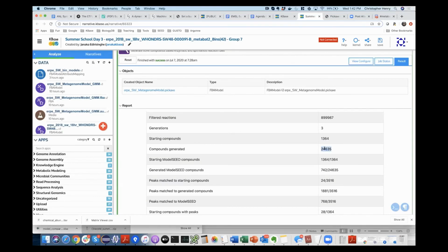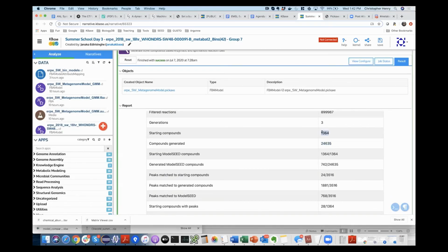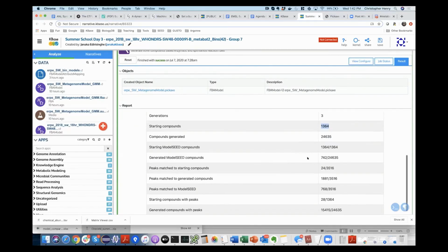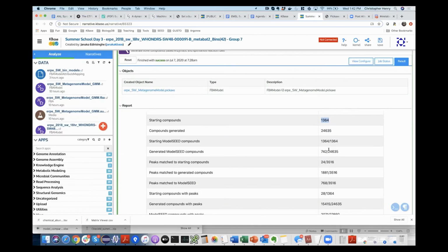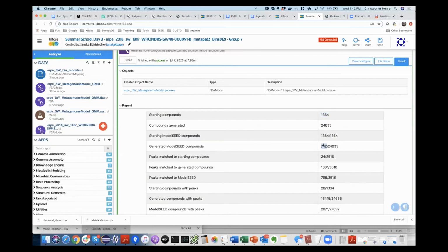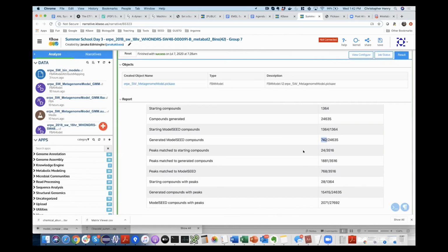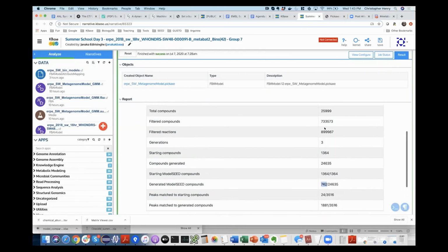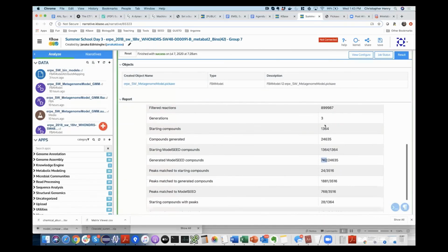You've got compounds generated. So this is how many compounds are generated on top of the starting compounds. How many of the starting compounds were in ModelSEED? How many of the generated compounds were in ModelSEED? So it found 742. In 3 steps, it found 742 additional ModelSEED compounds. So our rules are not perfect. If we had a more comprehensive rule set, which we are working on doing with our collaborators, this would be a much bigger number, I believe. But these would be bigger numbers too. So it's a double-edged sword.